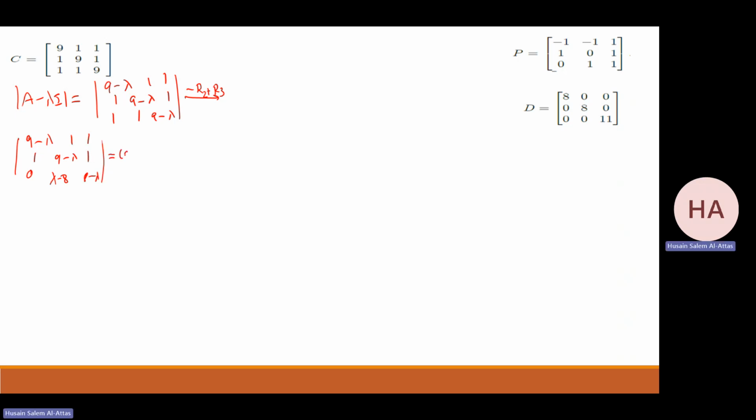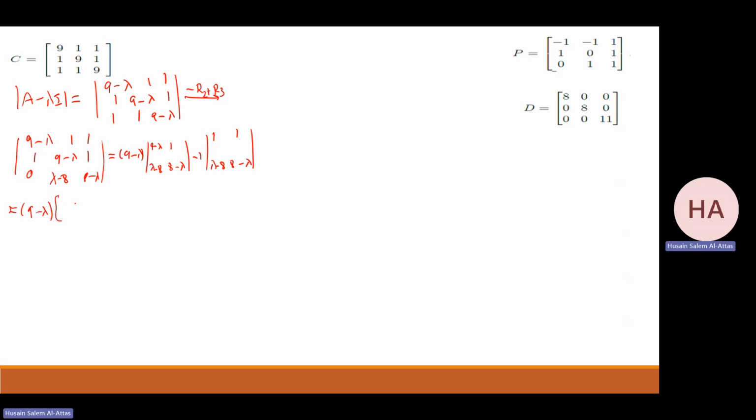So I have what now? 9 - λ, 1, λ - 8, 8 - λ. Taking -1 times the rest, I cancel this and this. I have 1, 1, λ - 8, 8 - λ. Okay, let me do the calculation. This is just to find the eigenvalues.